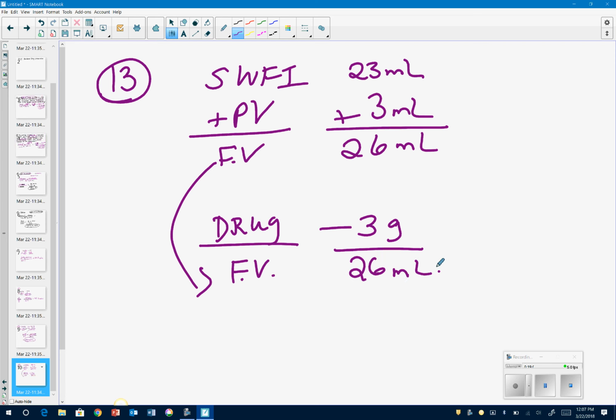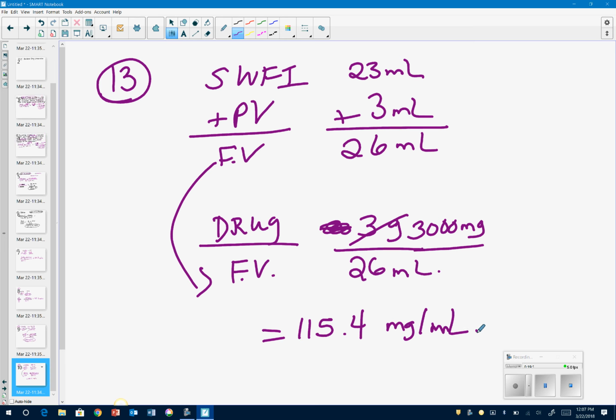What is the concentration in milligrams per milliliter of the reconstituted drug? So again, we have 3 grams. We're going to change it to milligrams, so all we do is multiply it by 1,000. So that would be 3,000 milligrams divided by 26, and you should come up with 115.4 milligrams per milliliter. Okay, if you have any questions, just send me an email.